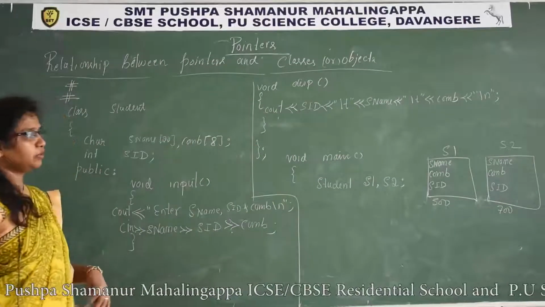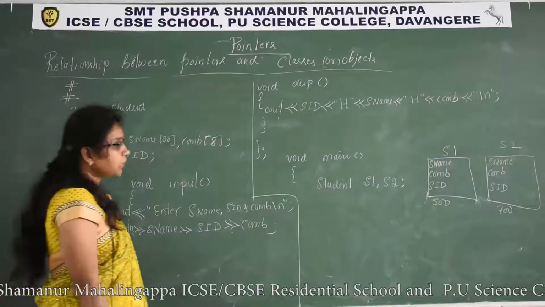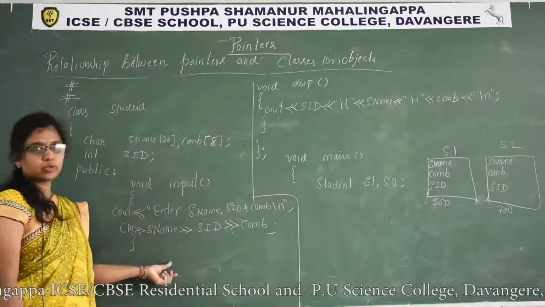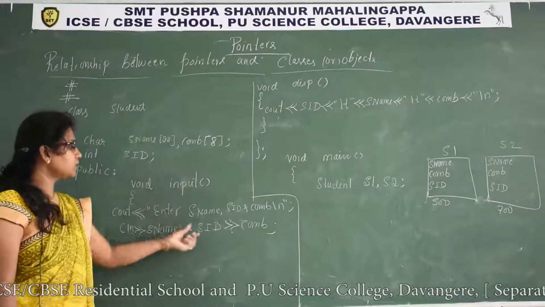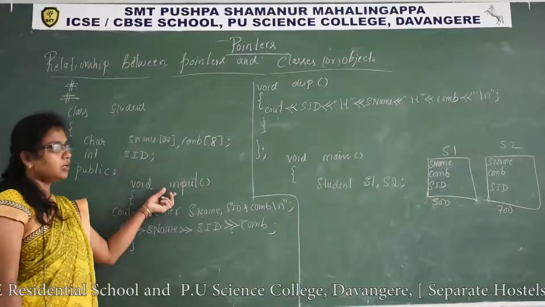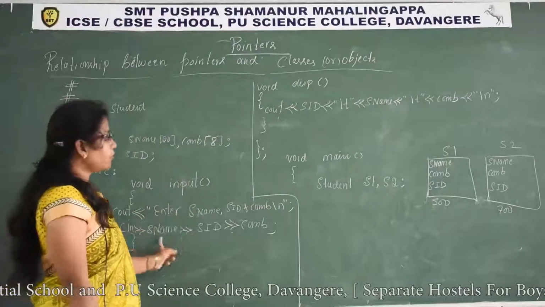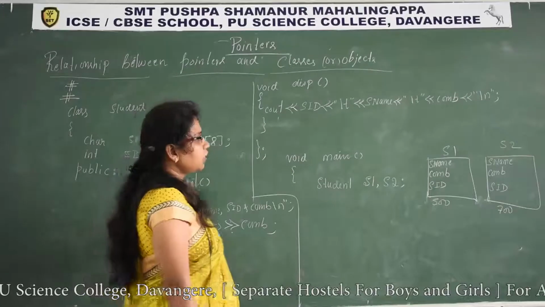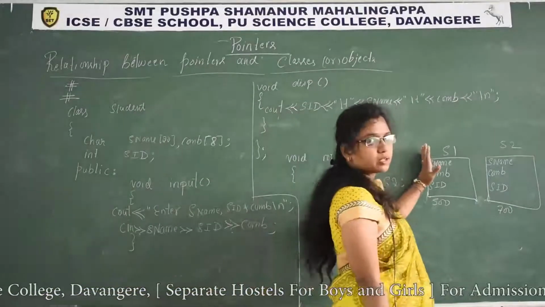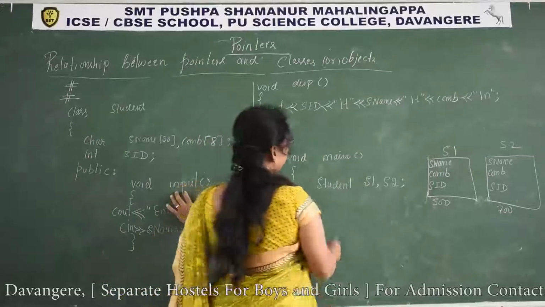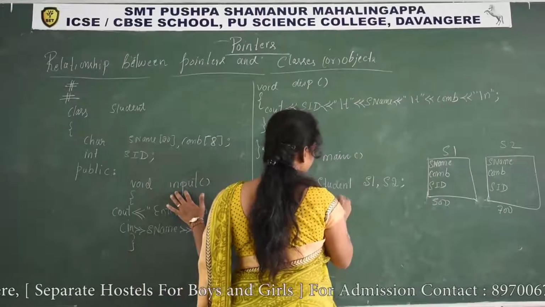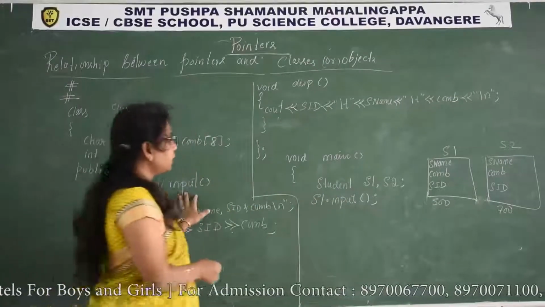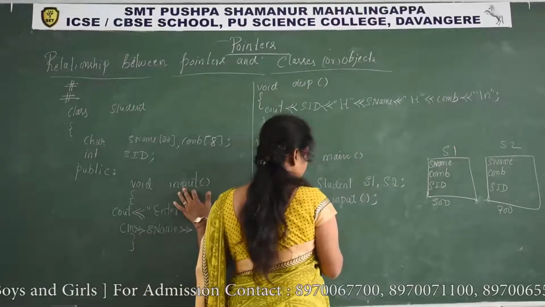Now I want to read values for S1 and S2. To read values, I have written these two instructions in this function. So to execute these instructions, I have to call this function. On whichever object this operation has to be performed, using that object I have to call this function. Right now I want to read values for the S1 object, so I call the input function using S1: S1 dot input, open close semicolon. And to read S2, I have to call S2 dot input.